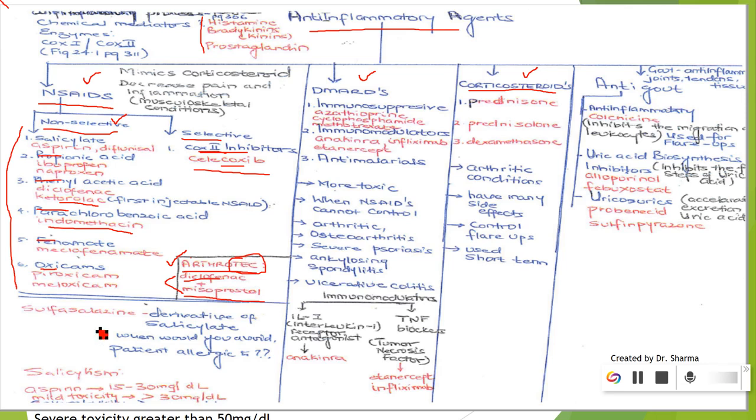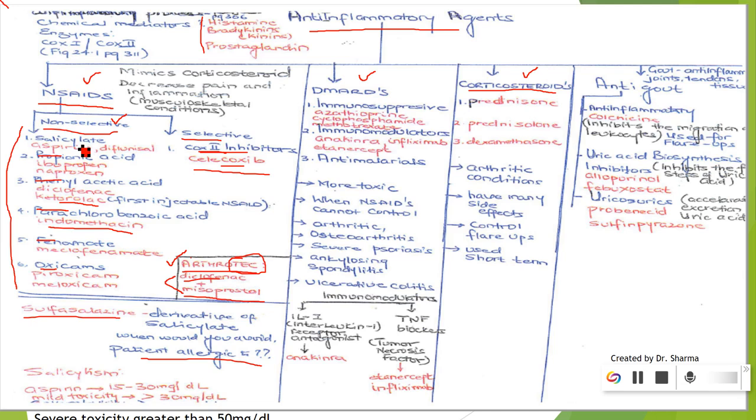You will also see sulfasalazine, which is commonly used in the treatment of irritable bowel syndrome. And in this particular drug, you also have to remember it's a derivative of salicylate. So when would you avoid it, or which patients are allergic to what? Sulfasalazine should not be given to patients who are allergic to sulfa. That's why you see it in the name itself, right? Sulfasalazine. So if a patient is allergic to sulfa, then sulfasalazine will not be prescribed to them.